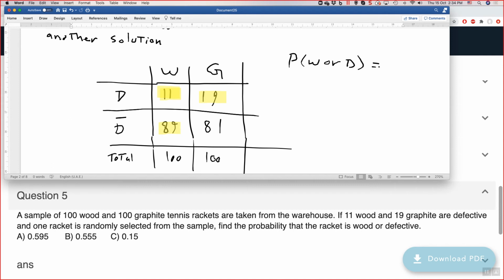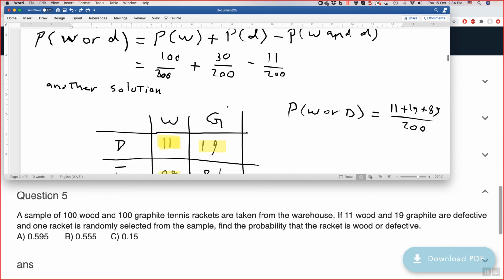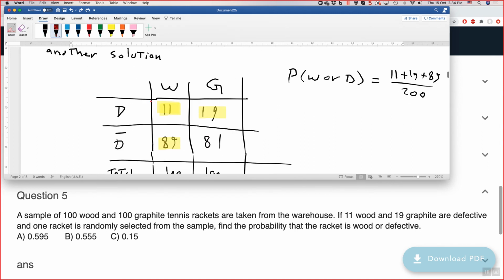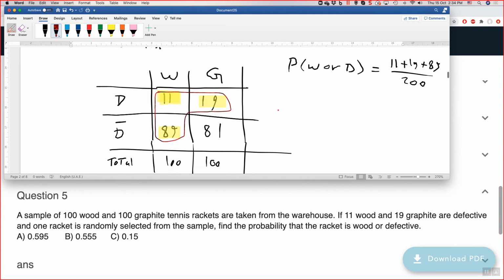So that means it will be 11 plus 19 plus 89 over the total, and we said the total before is 200. So here I didn't need to apply the addition rule, but I used the concept of the union. The union, I just make them all united. Sorry, this part is united. Maybe I just use another color. Yeah, this is now the union of the wood and defective. These three numbers are in the union. So I was able to collect the number of the union and divide it by the total as another way to solve the question.